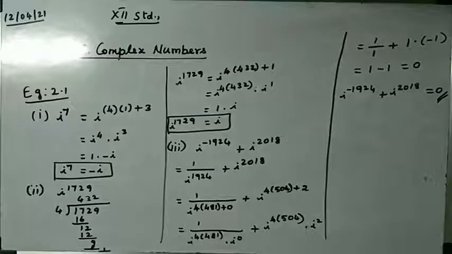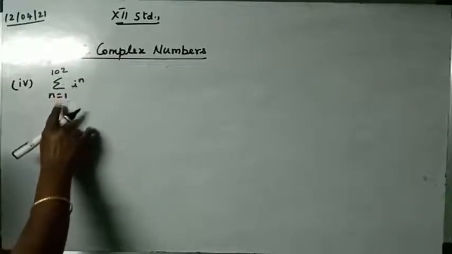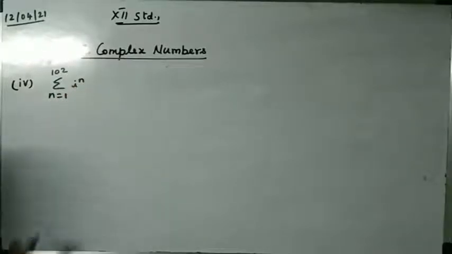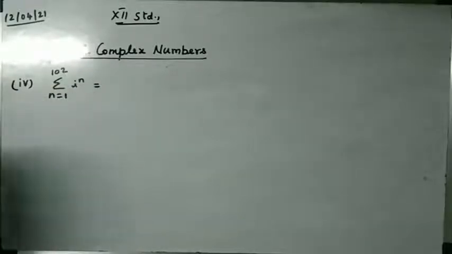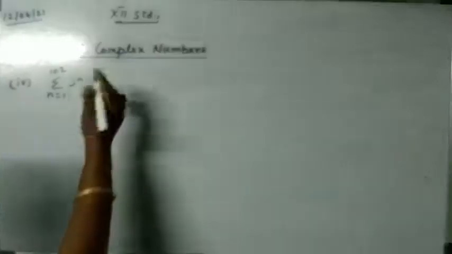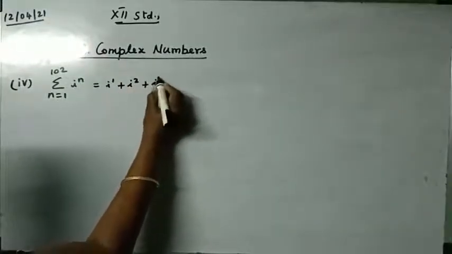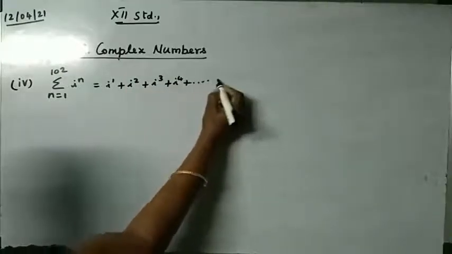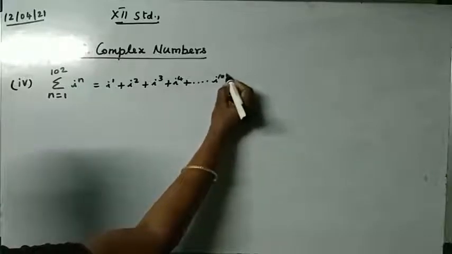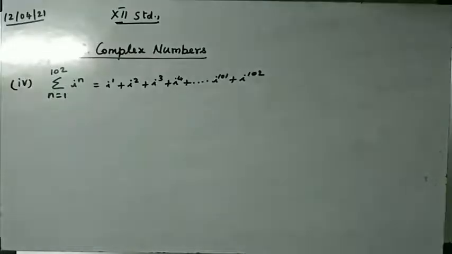And the fourth problem. Now what is the question? Summation n equals 1 to 102 of i power n. First, this means we substitute n from 1 to 102 and add. First let us substitute. So i power 1 plus i power 2 plus i power 3 plus i power 4 plus and so on, i power 101 plus i power 102. This means it goes fully up to here.